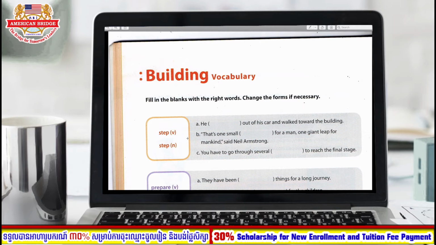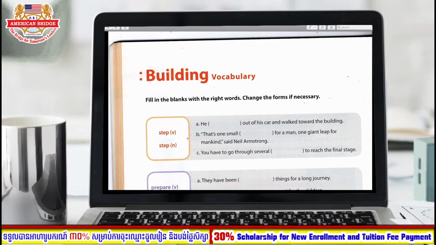As we have learned about the word formation process, which is to use the prefix and suffix in order to change the meaning or the part of speech of the word. But in some cases, one single word can function as a different part of speech. For example, if you look at the first column right here, we have the word step, right? So step can function as a verb and it can also function as a noun. So you need to be careful when using these words in the sentence.